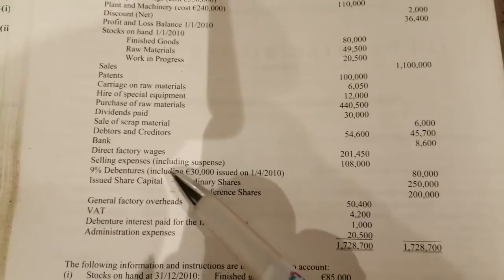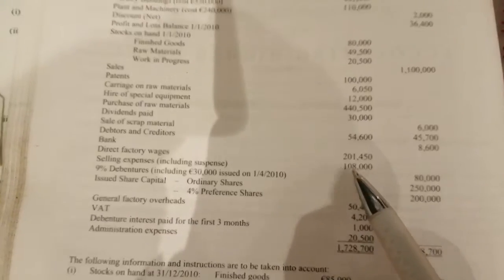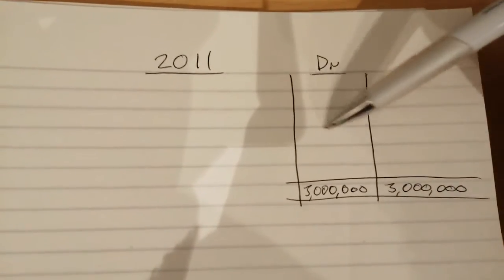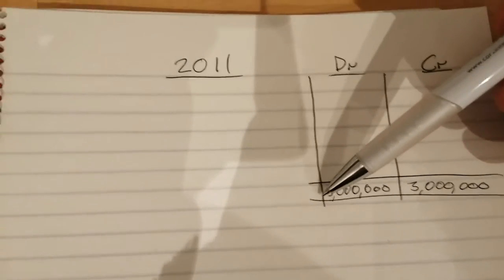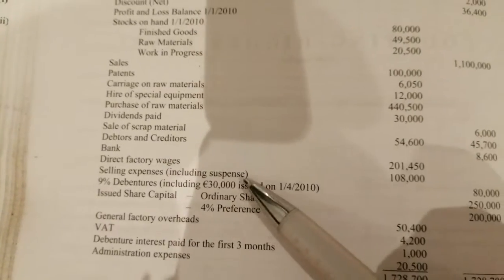So first of all, for 2011, we see that it's the selling expenses that include suspense, which are 108,000. What I've done first is create a little pretend trial balance. Imagine this is a trial balance with lots of different entries, and it balances perfectly, 3 million on the debit side, 3 million on the credit side. One of the items in there is selling expenses including suspense, 108,000. So I'm just going to put that in first.